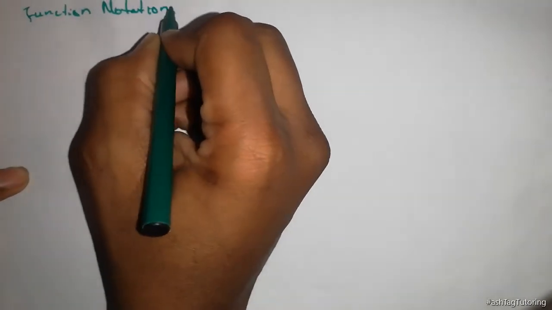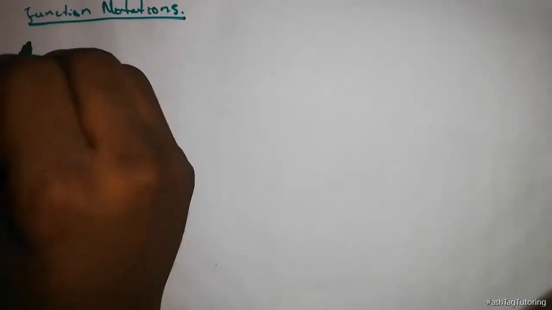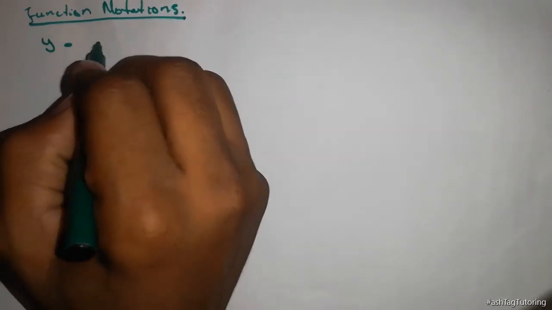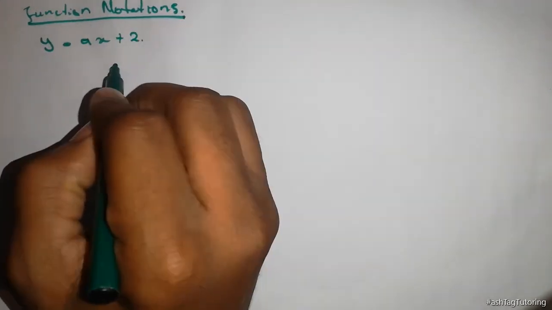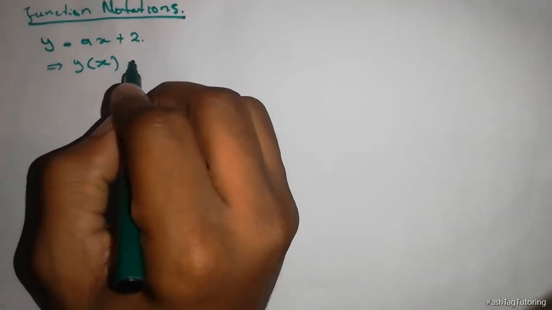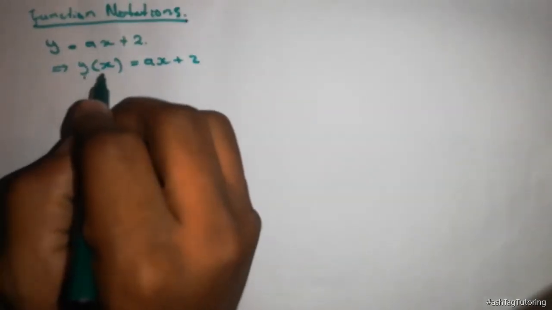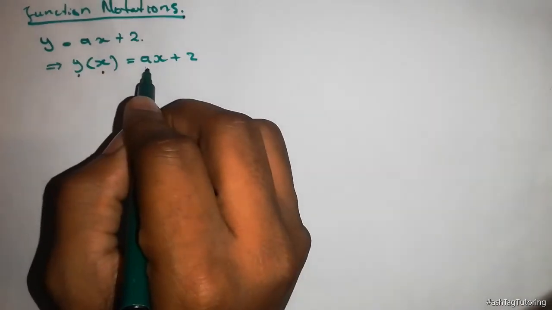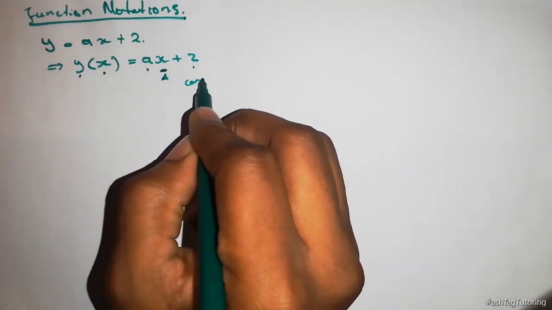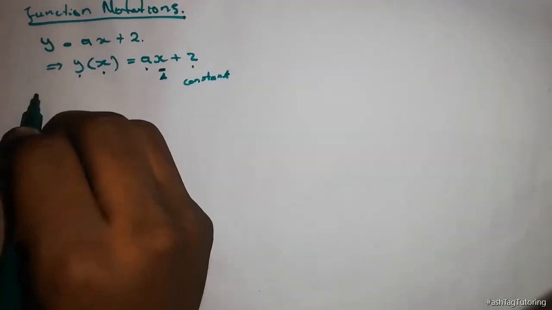Today we are going to be looking at function notations, and then we're going to go through different types of functions that we have. Sometimes you get an equation where y is equal to ax plus 2, and this just means a function of y that depends on x, meaning that x is the only thing that is changing in the equation, and the rest of the terms remain the same or constant.